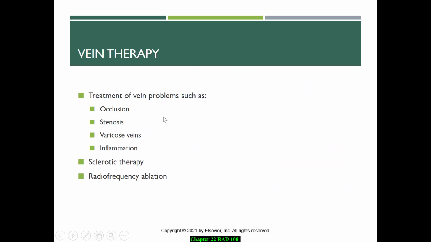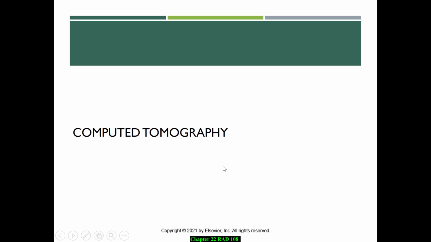So here's some examples, again, vein therapy that can be done. So that's another specialty area where they're looking more for varicose veins, looking for stenosis, inflammation, those types of things.